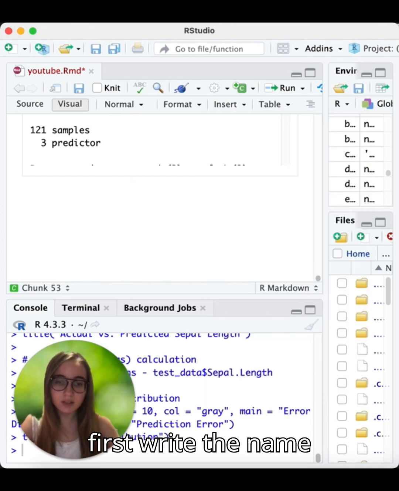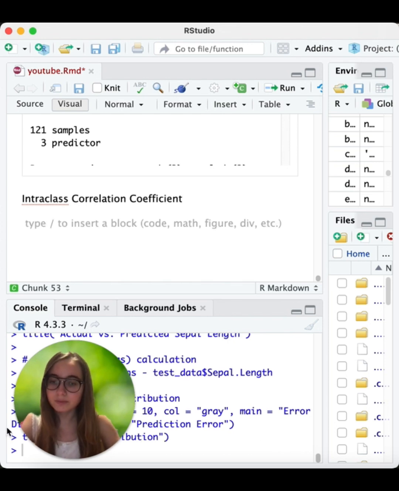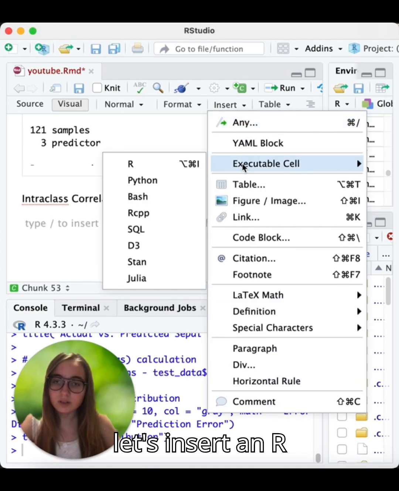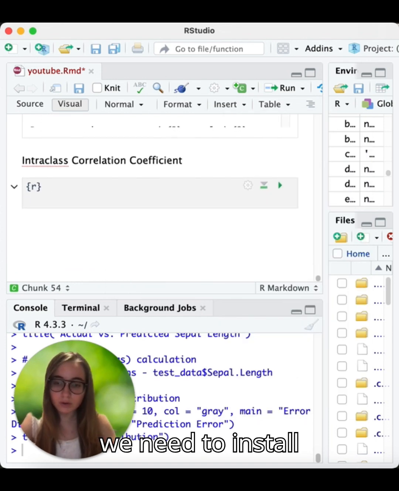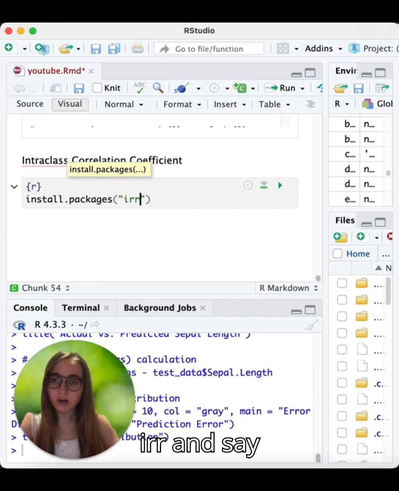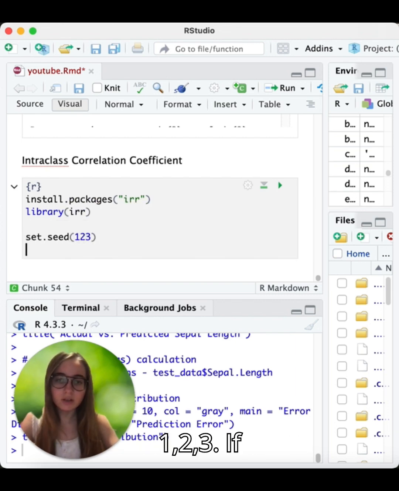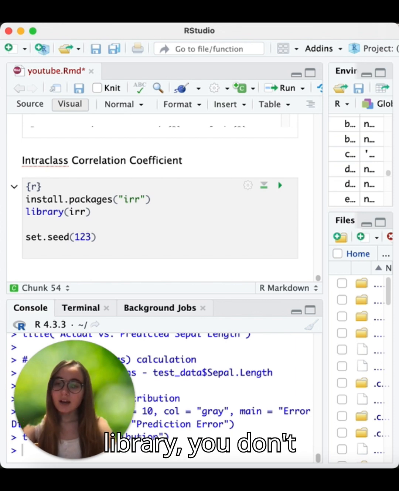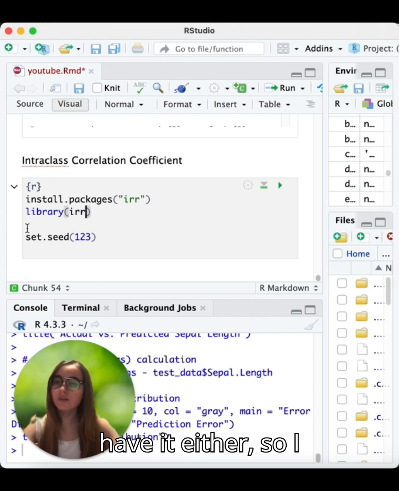Let me first write the name of it: Intraclass Correlation Coefficient. Let's insert an R cell. Now we need to install the package IRR and say library IRR. We set the seed as 1, 2, 3. If you have the IRR library, you don't have to install it. By the way, let's see if I have it. I don't have it either, so I have to install it.